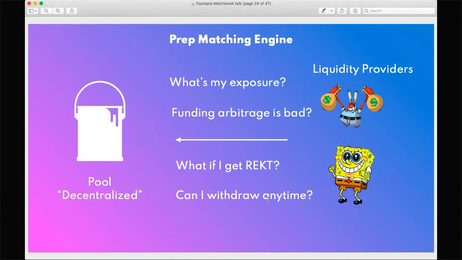The bigger problems are, can I withdraw anytime? If I'm locked in a transaction, I am actually locked there, and maybe I'm getting wrecked and I can't get out. What happens when people don't arbitrage? If they don't arbitrage, then maybe the order book is skewed on one side and I won't be able to make any profits. Or what if they do arbitrage and then they balance out the order book? In that case, I'm not making any profit. So how does that work?